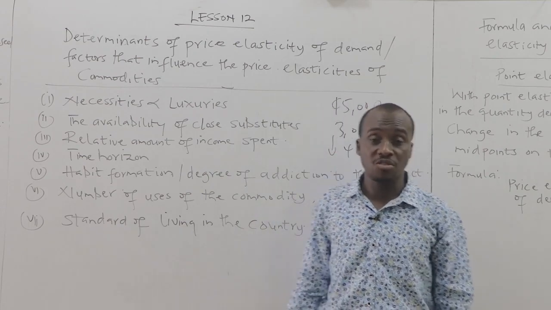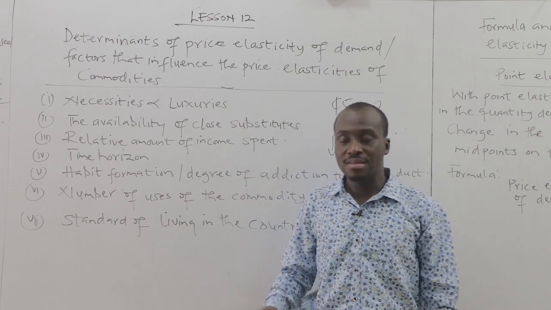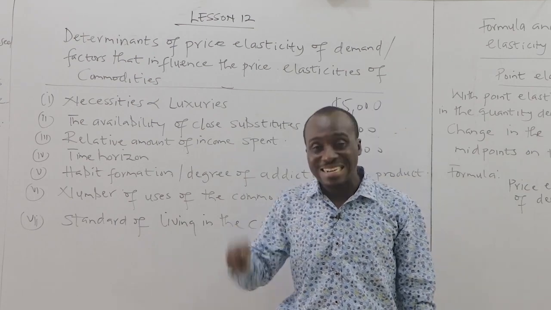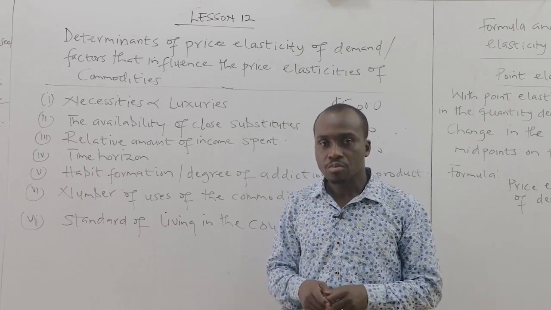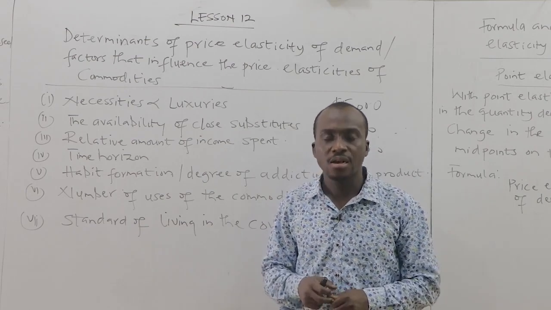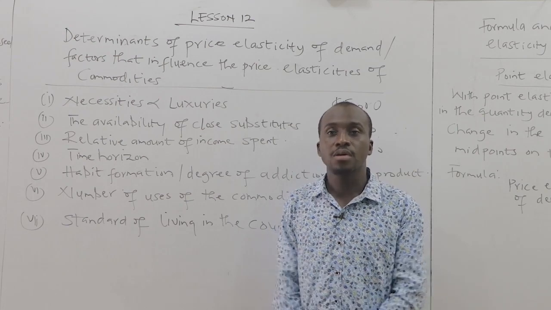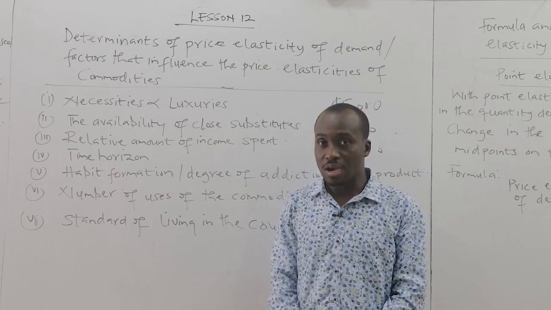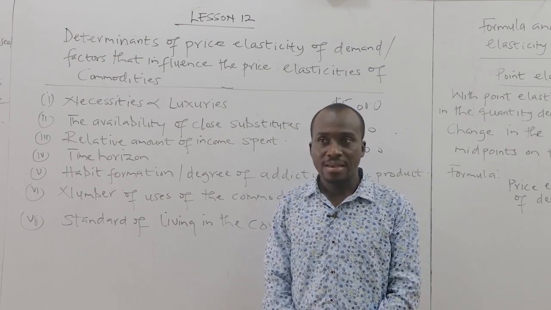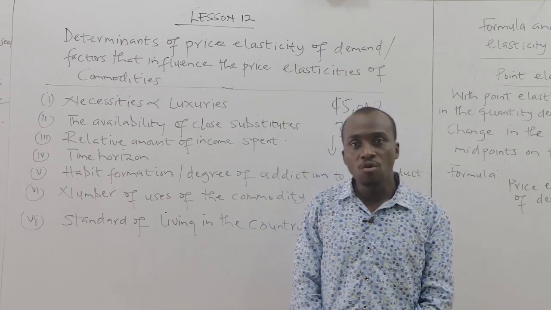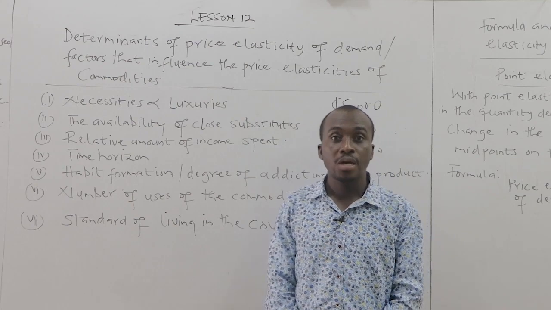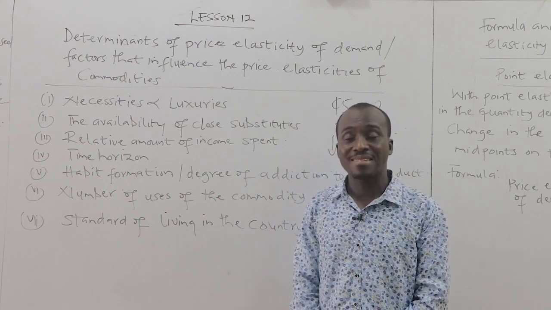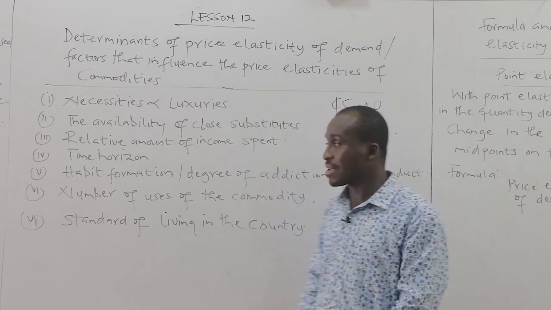The consumer becomes very sensitive to changes in price. And therefore commodities that take a higher chunk of income tend to be elastic. A commodity that takes a small chunk of your income tends to be inelastic. So you are beginning to understand why some goods are elastic and some goods are inelastic.